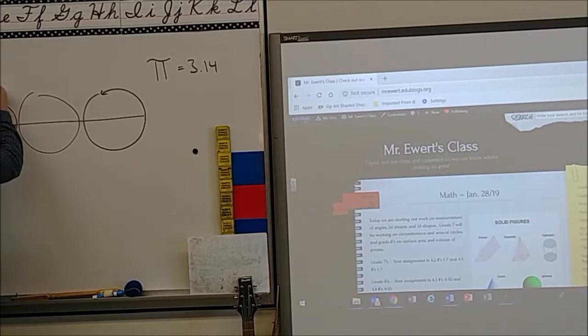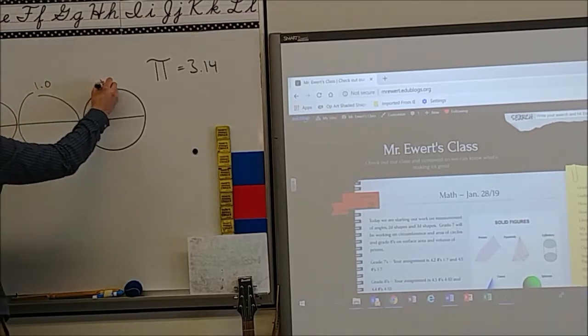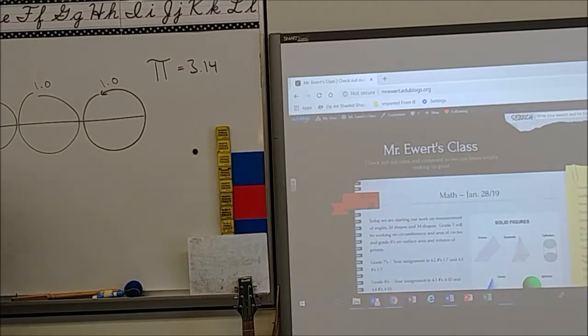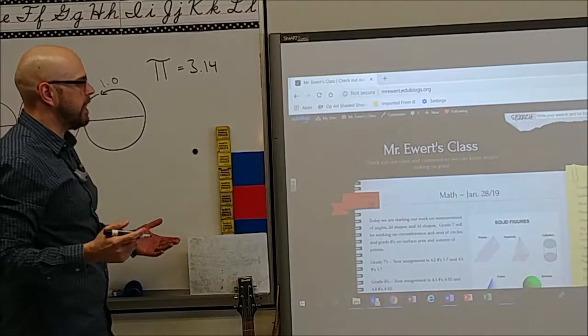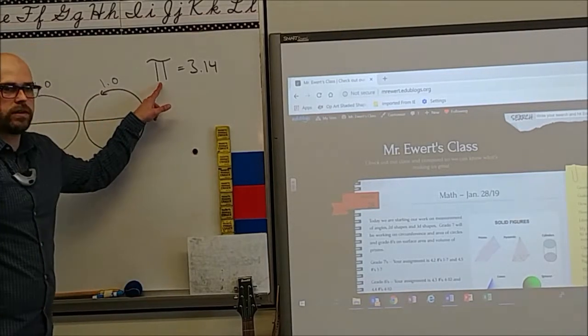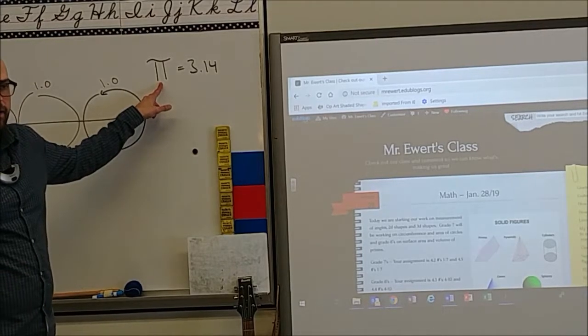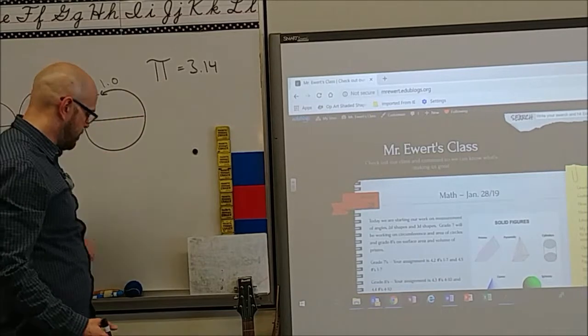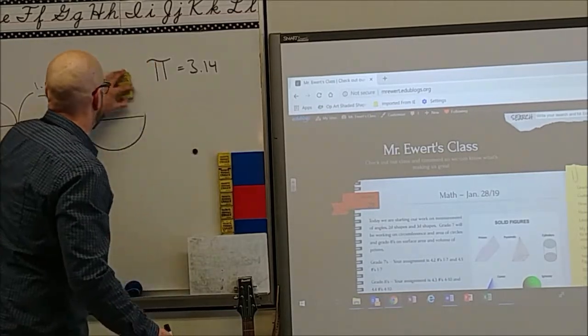So you'd have 1, 2, 3 circles all the way across in this little bit of 0.14. And so what they realized was that the distance around a circle, or pi, is about 3.14 times the diameter, or the distance from one side to the next.